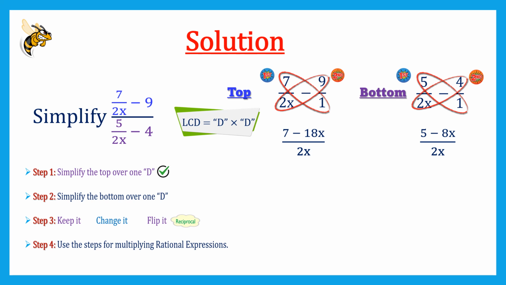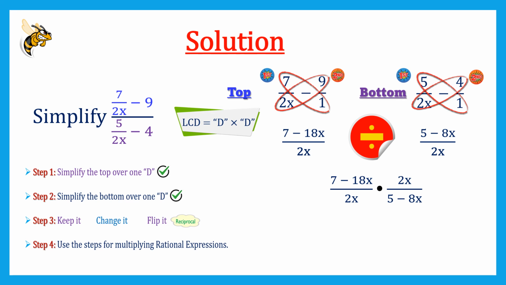Remember, it was the top divided by the bottom, so we need to put a division sign between them. That allows me to keep the first fraction, change the division to multiplication, and flip the second fraction. As you can see, the 2x is now in the top. Now we need to use the rules for multiplying rational expressions. Remember, the factors need to be in the top as well as in the bottom. So it needs to be like terms in the numerator as well as in the denominator.